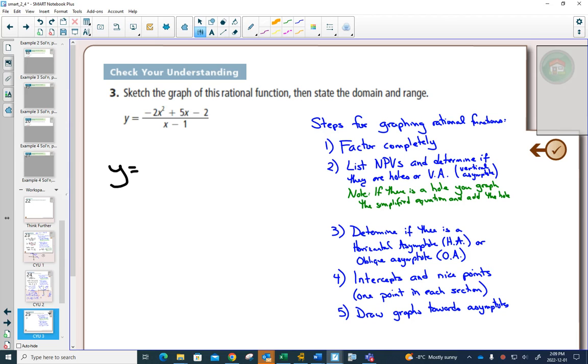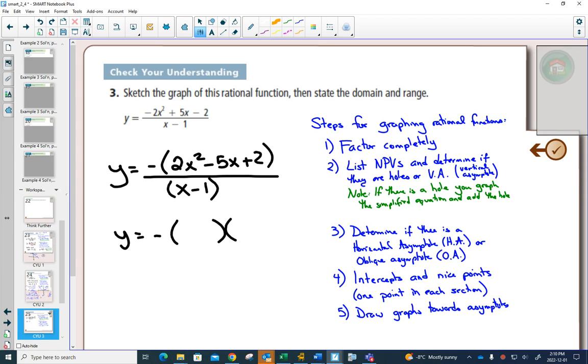Factoring this one, I personally don't like factoring when there's a negative out front. So sometimes I start by just factoring out a negative. And then I'm going to see if I can factor the top. And it could be that the top isn't factorable.